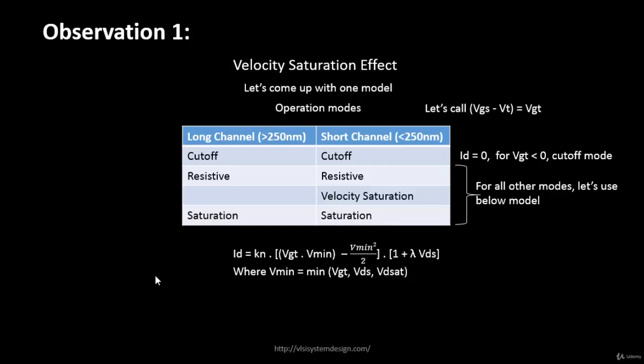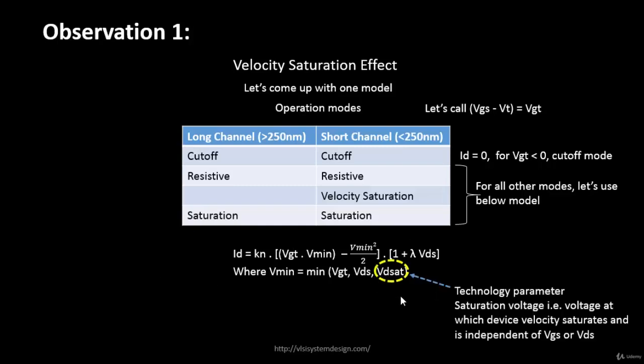Before entering into that, let me give you one more technology parameter that will be used while we do the SPICE simulation for short channel, and that's Vdsat. The foundries know at what value of Vdsat your device will enter the velocity saturation region. So that value becomes a technology parameter, and it comes with your technology node.